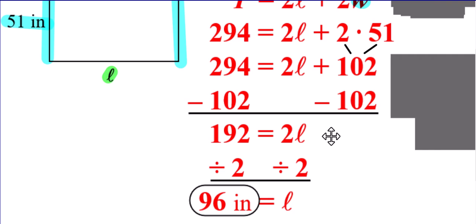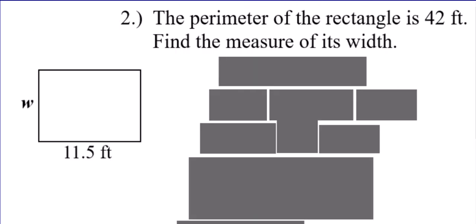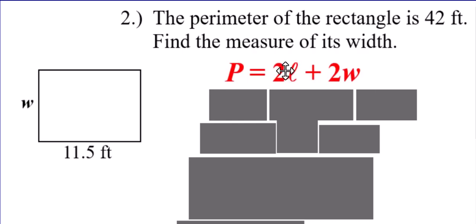So there you go. Let's do another one together to get the hang of this. Perimeter of the rectangle is 42 feet. Find the measure of its width. Okay, since we're still talking about perimeter of a rectangle, let's start with the perimeter formula. And once again, let's substitute every possible number that we can for the variables whose values we actually know.